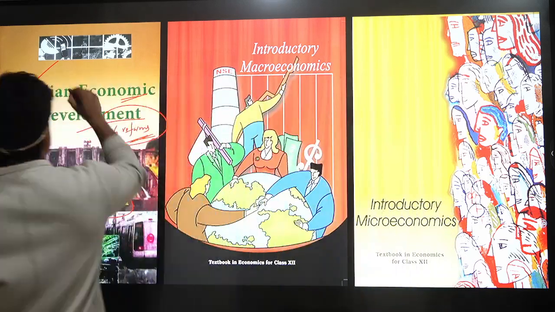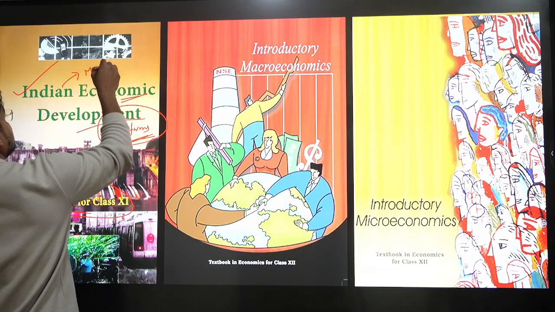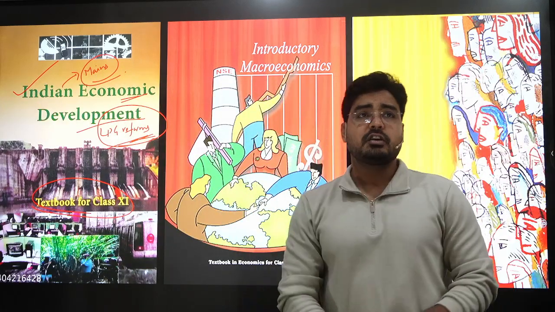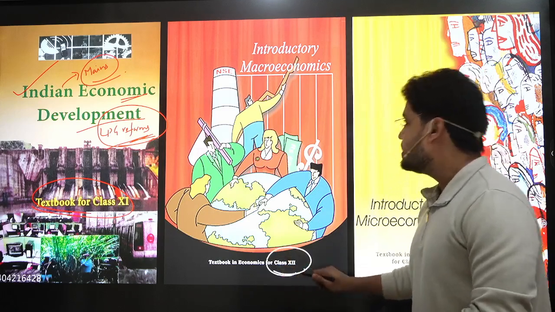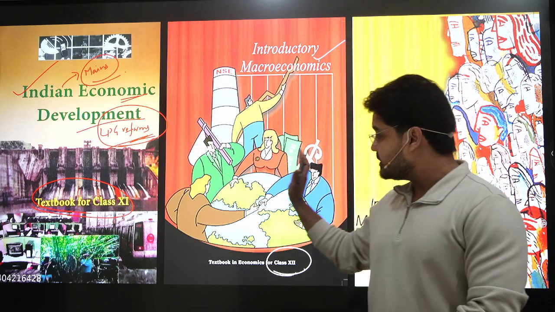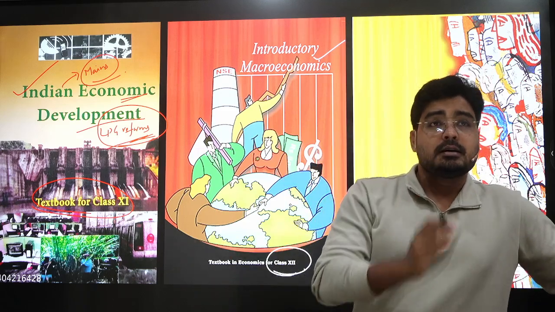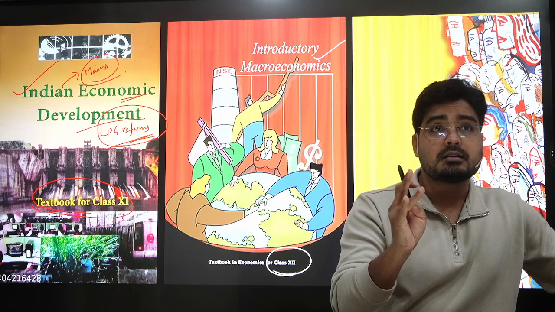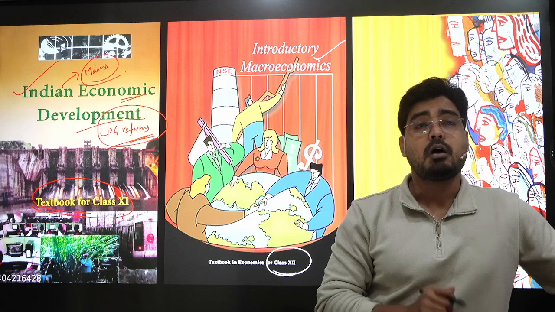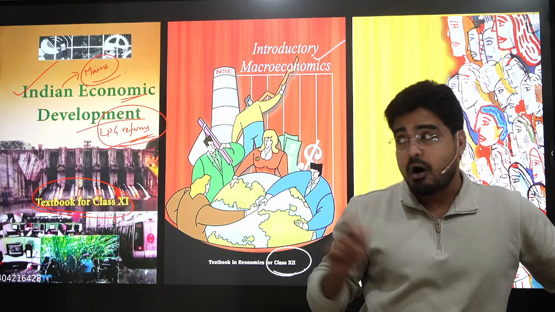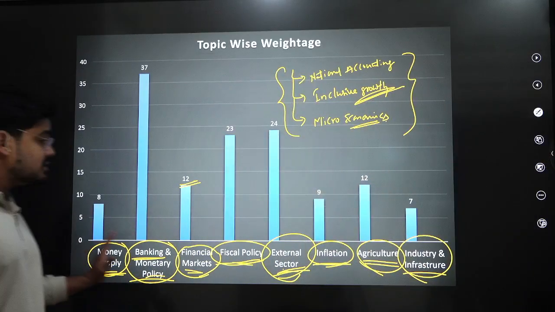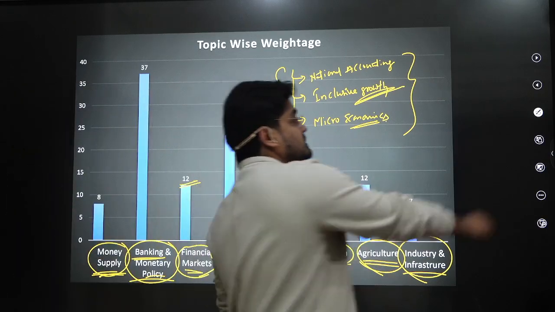And this is pretty much important for mains rather than prelims. However, the next textbook is the class 12th textbook, Introductory Macroeconomics. Under this textbook, you are going to study banking and monetary policy, money supply, budget of the government, balance of payments, inflation, all these topics. All those topics which I have already mentioned as part of the prelims preparation will be covered under this second textbook.